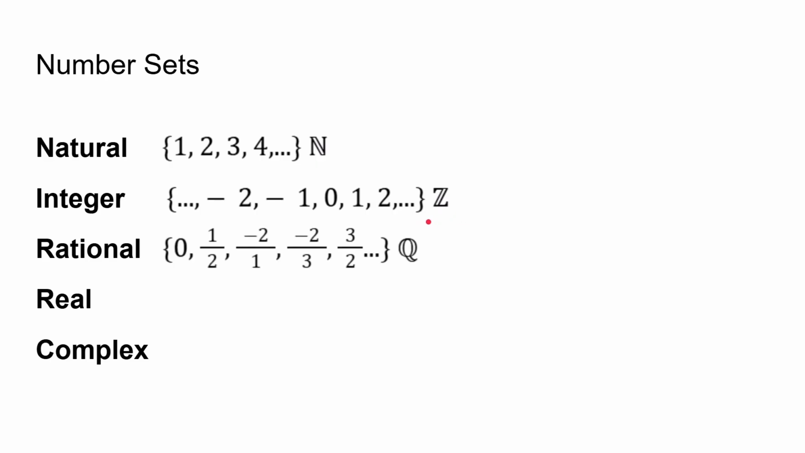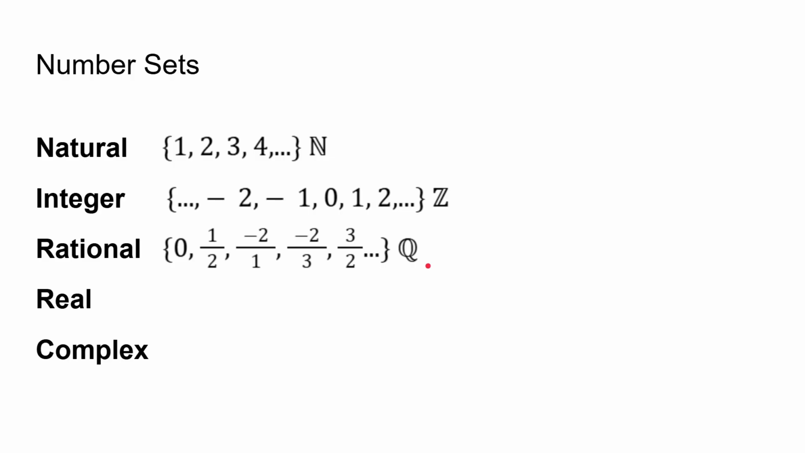Next, rational numbers. Rational numbers are defined as any integer over another integer. So 0 divided by anything will be 0, and 1 divided by 2 is a rational number. Negative 2 divided by 1, which is the same thing as negative 2, is also a rational number. And this continues. This also includes all integers, but also all fractional values, or rational values, from negative infinity to positive infinity. This can be represented with this Q, which stands for quotient.